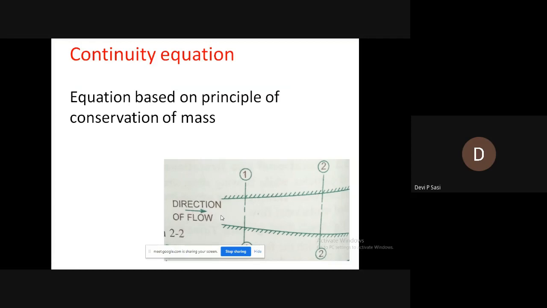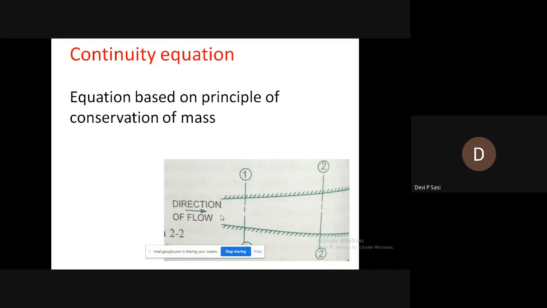Let V1 be the velocity at section 1 and rho1 be the density at section 1. And let us assume the area of the pipe at section 1 as A1. So, taking section 1: V1 for velocity, rho1 for density, and A1 for area.